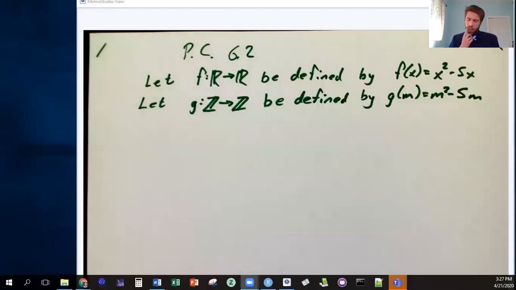This is Intro to Proofs, section 6.1. We're doing progress check 6.2 right now. So in this progress check, we have two functions defined.